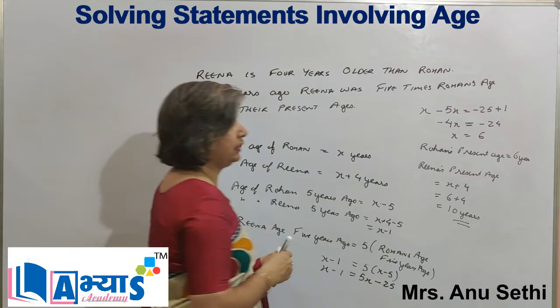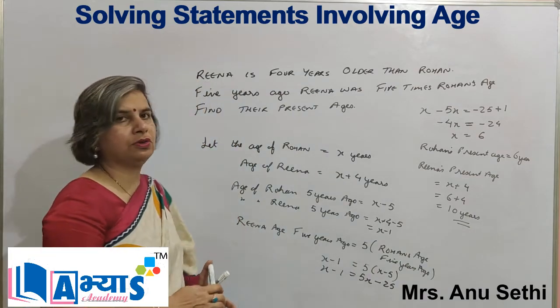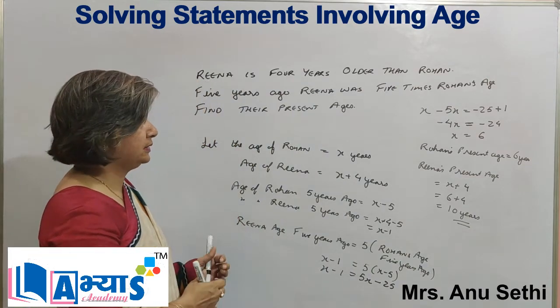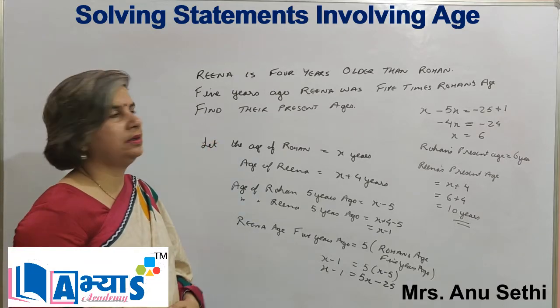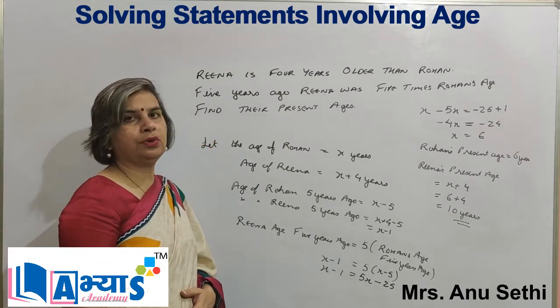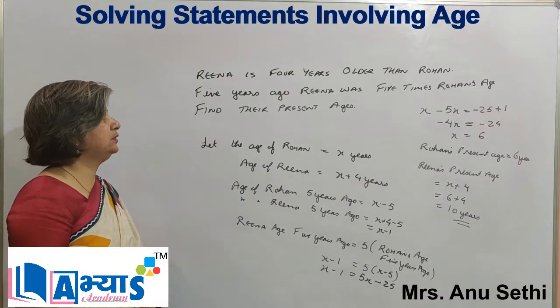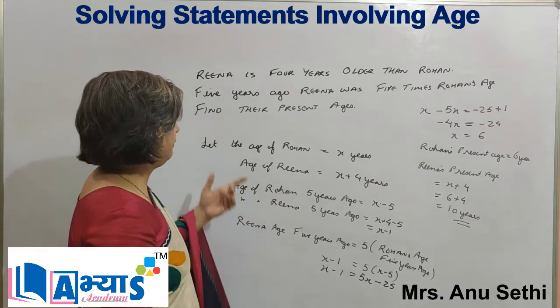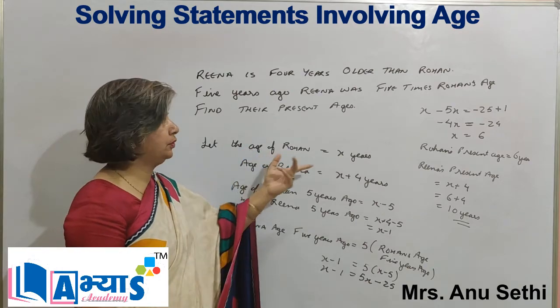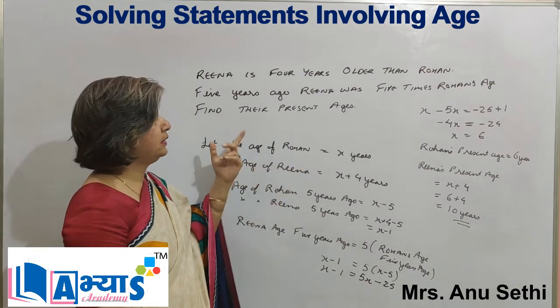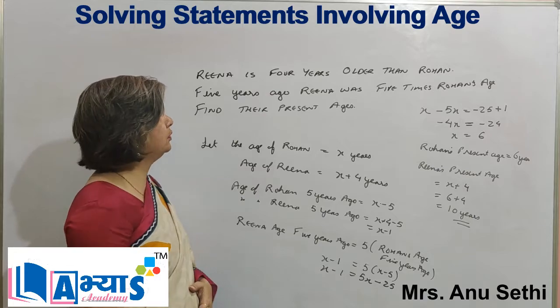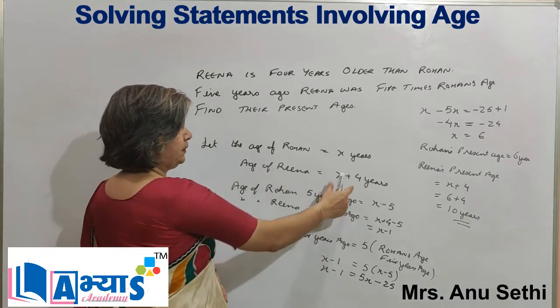So this is how we can solve such types of questions about finding ages. Let us discuss it again. Suppose we are given the question: Reena is 4 years older than Rohan. 5 years ago, Reena was 5 times Rohan's age. Find their present ages. First I will assume the age of Rohan to be x. Then as Reena is 4 years older than Rohan, her age will be x plus 4.